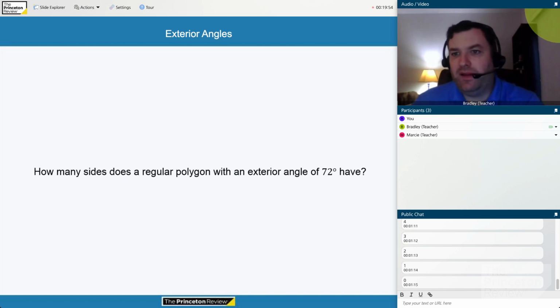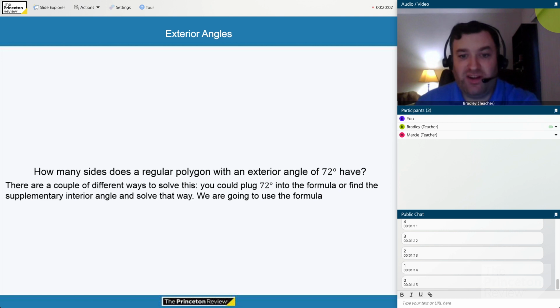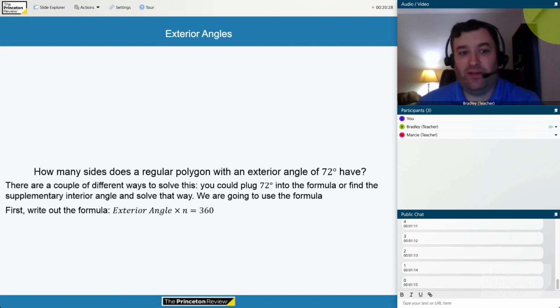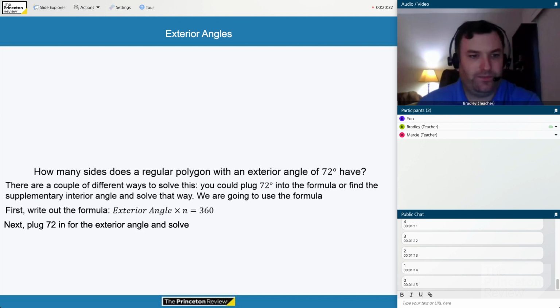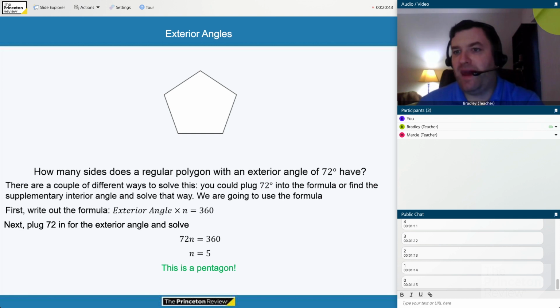So how many sides does a regular polygon with an exterior angle of 72 degrees have? There are a couple of ways to solve this. You could plug 72 into the formula that we just saw on the last page, or you can find the supplementary interior angle and use the formula for the interior angle of a regular polygon, 180 times n minus 2 over n, to solve. We're going to use the formula we just brought up because let's practice it. First, we're going to write out the formula. The exterior angle times n is 360. Then we're going to plug in 72 for the exterior angle, and we are going to solve. So 72n equals 360. So we have a pentagon here, or 5 sides, because that's what the question was asking.